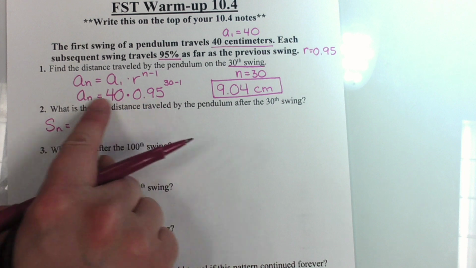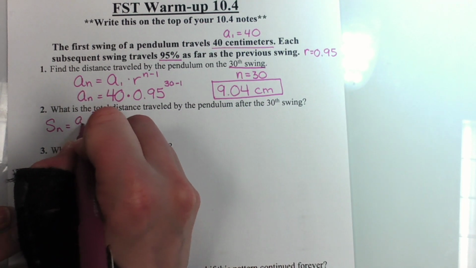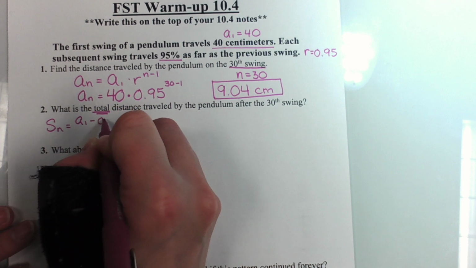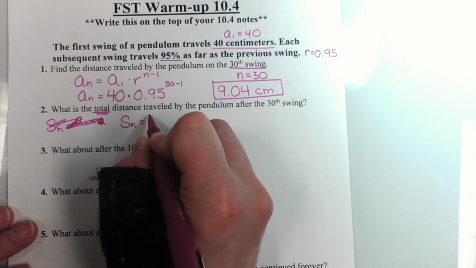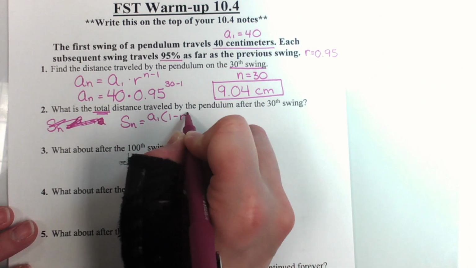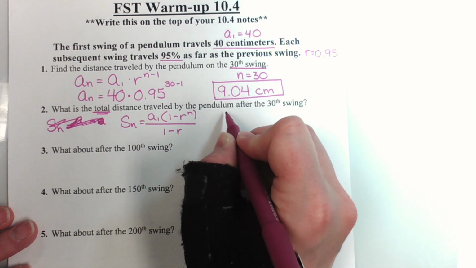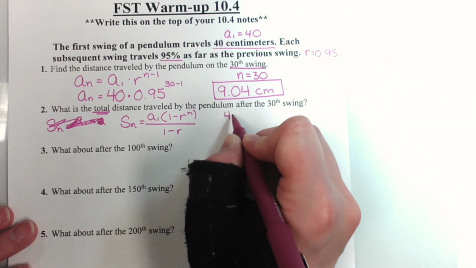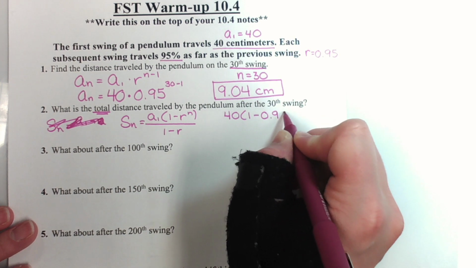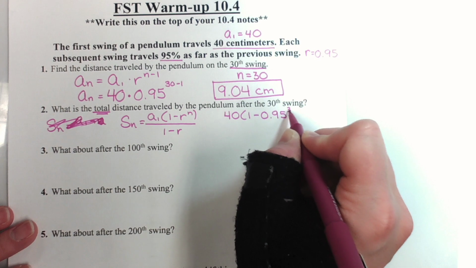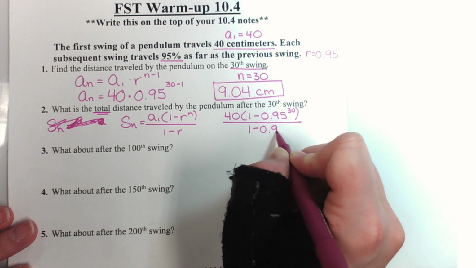Could I use the one that involves A sub N? Yeah, I found it, but I had to round it to get there. So this formula goes, oops, I started writing the other one anyway. Let's try this again. A sub 1, 1 minus R to the power of N over 1 minus R. So, A sub 1 we said was 40. Parentheses, 1 minus R, 0.95 to the power of N, which is 30, all over 1 minus 0.95.